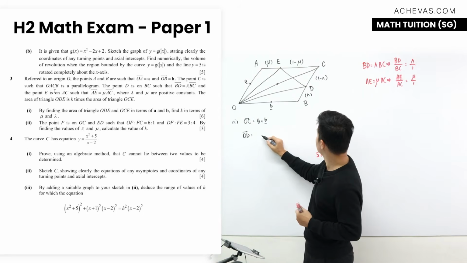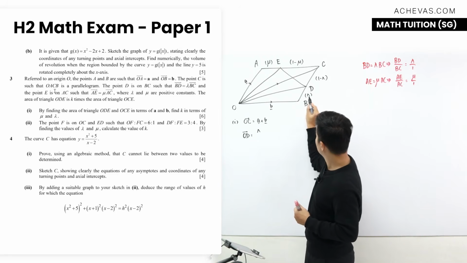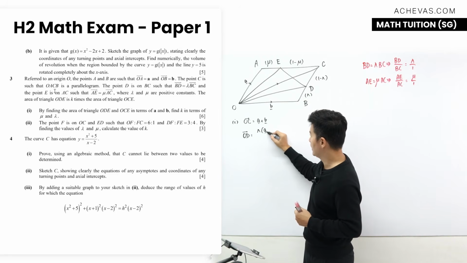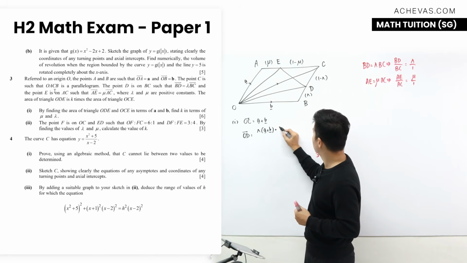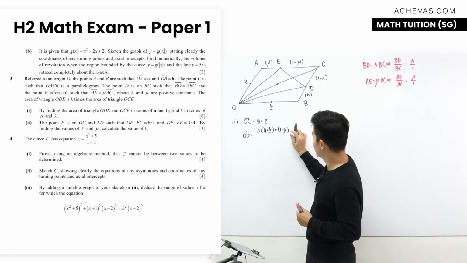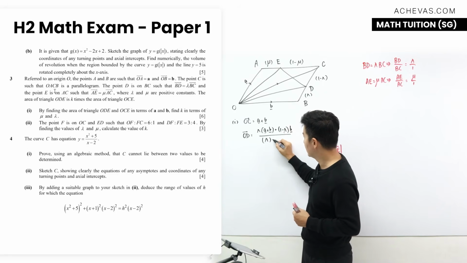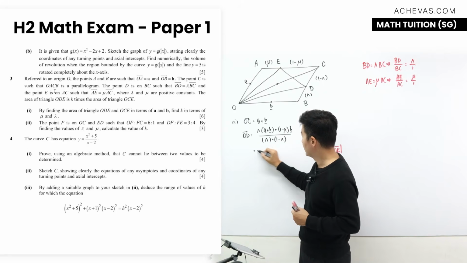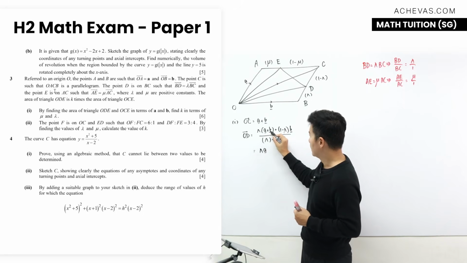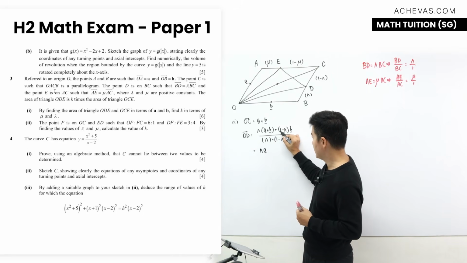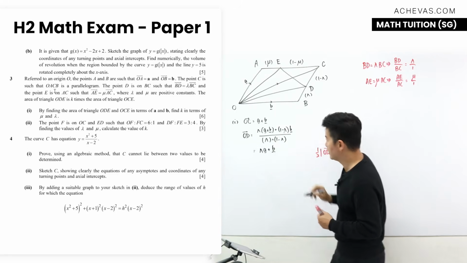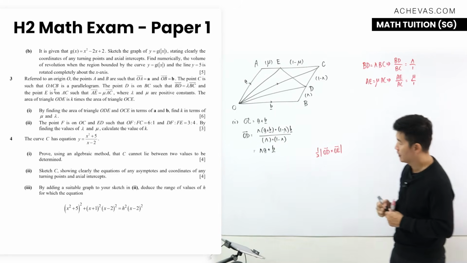So with this, we can find OD. OD is going to be equal to lambda of OC. OC is going to be A plus B, then plus 1 minus lambda of B, divided by lambda plus 1 minus lambda, which will be giving us lambda A plus lambda B plus B minus lambda B. So lambda B minus lambda B will disappear. OD is going to be this.